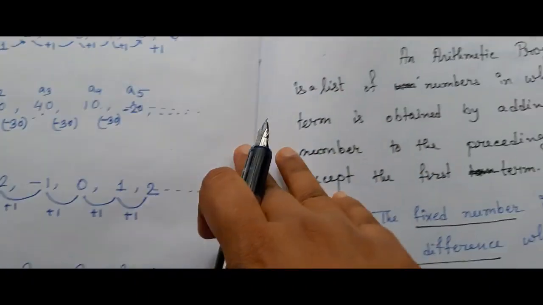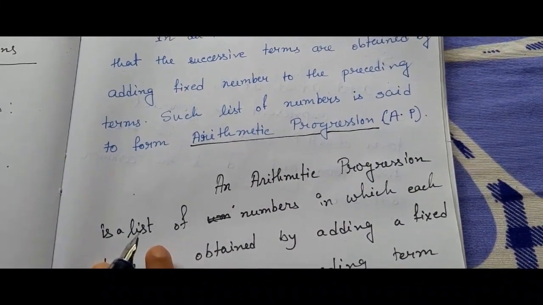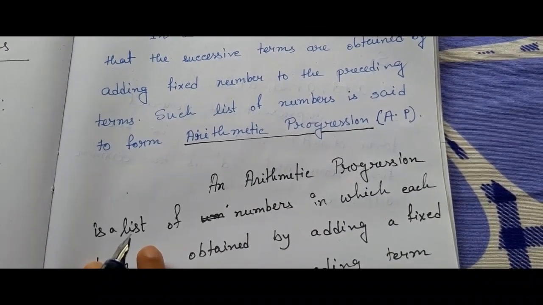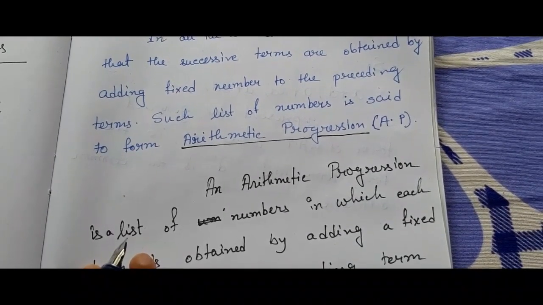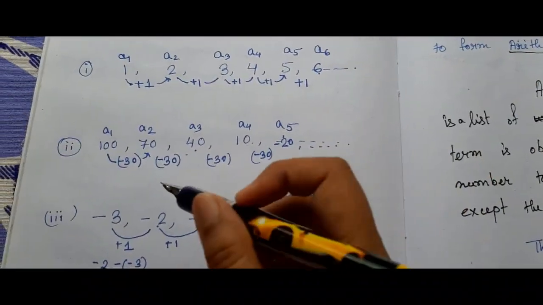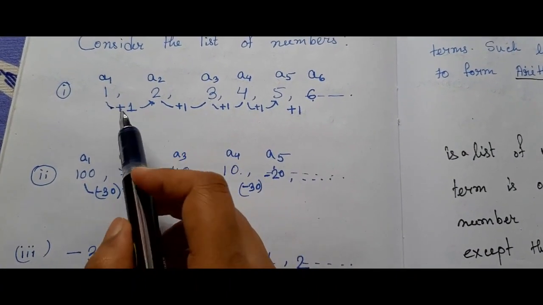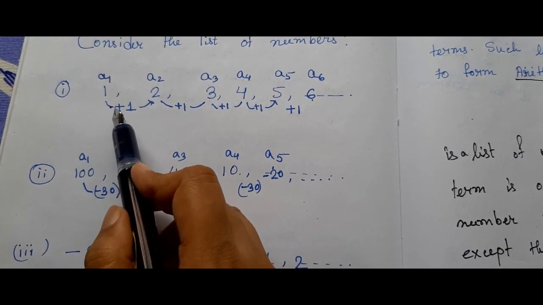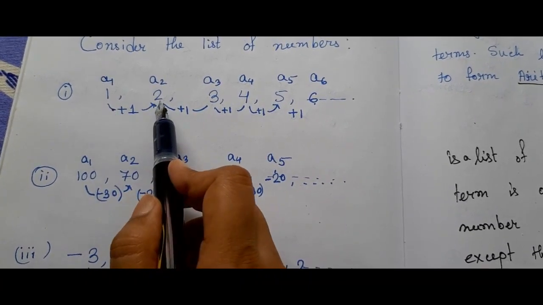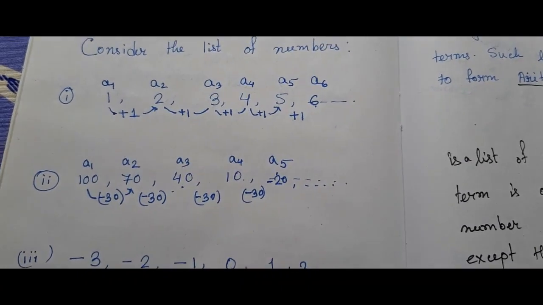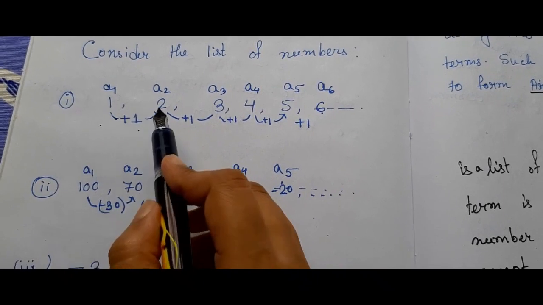So in all the lists above, we see that the successive terms are obtained by adding a fixed number to the preceding terms. Such a list of numbers is said to form an arithmetic progression, or AP. As you can see, the successive term is obtained by adding a fixed number. Here this fixed number is 1. If I add a fixed number to the preceding term, I get the successive term.